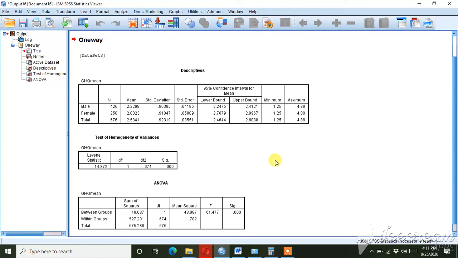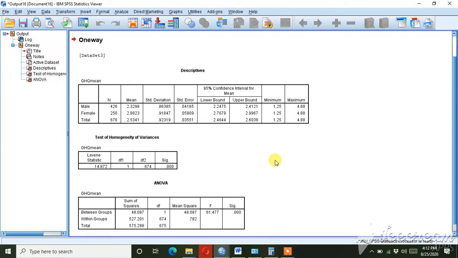The SPSS provides output data in the shape of tables and figures. So here we don't have any figures, we have just tables, and these three tables, one is the descriptive statistic table, other is the homogeneity test table, and the third is the ANOVA.